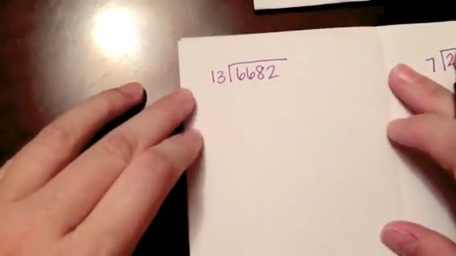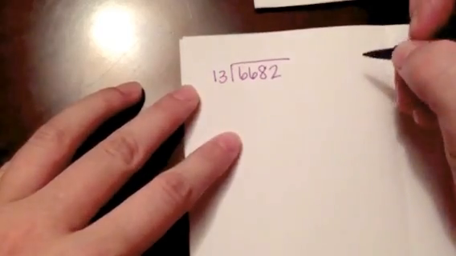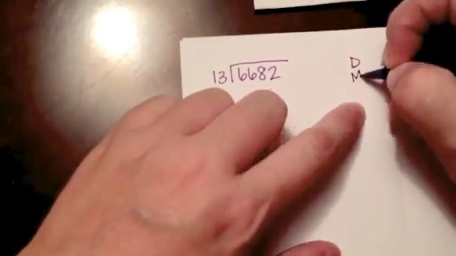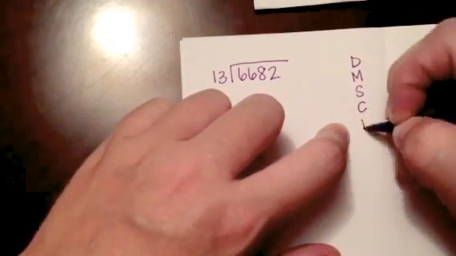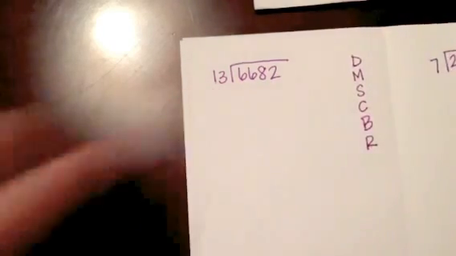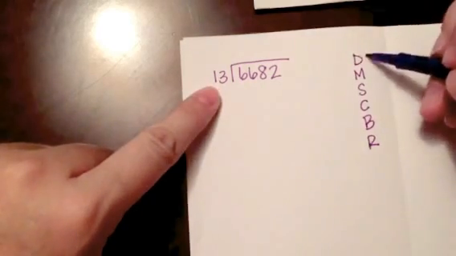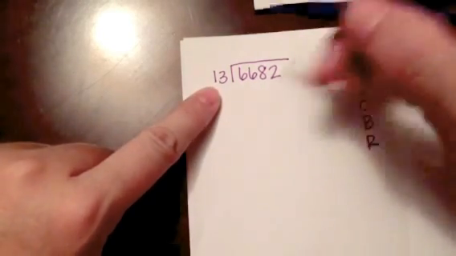6,682 divided by 13. So over to the side here, I'm just going to write down that saying, does McDonald's sell cheeseburgers regularly, to help us with those steps. So the first step is to divide.